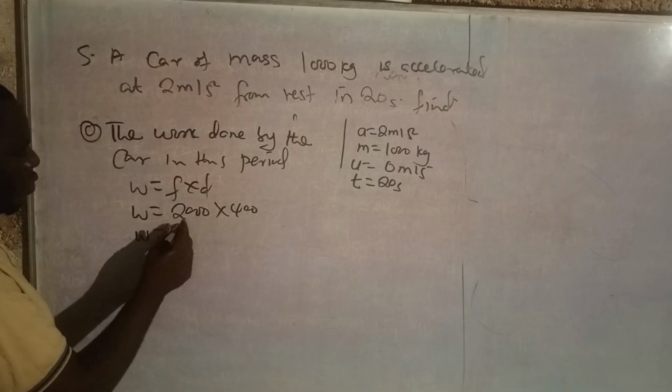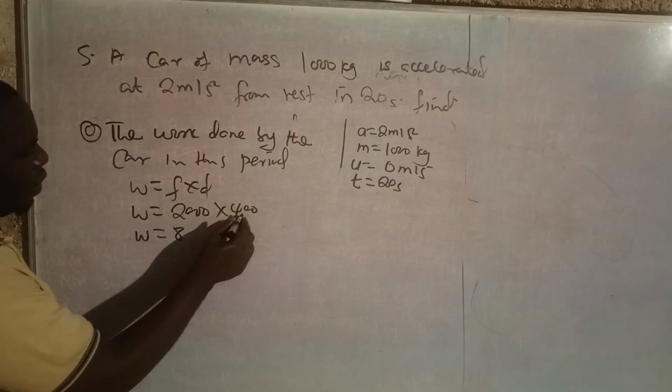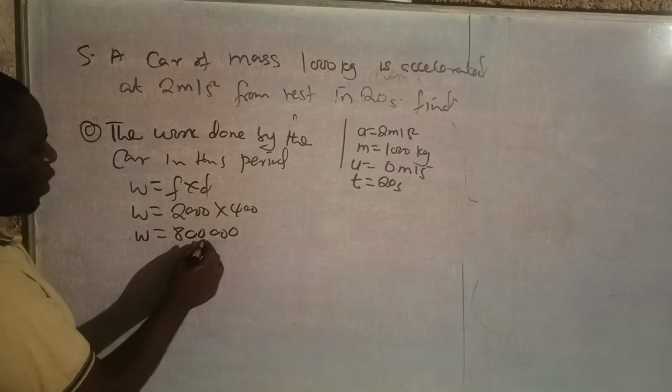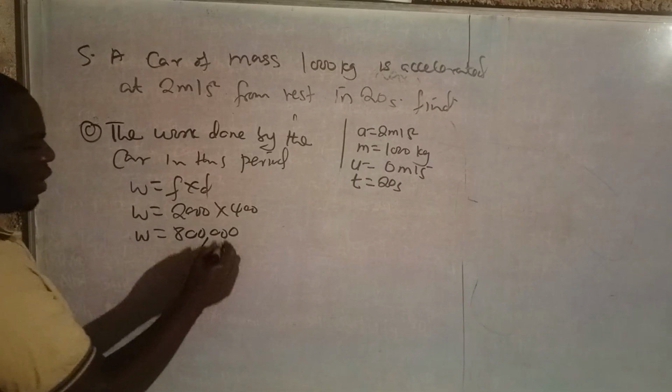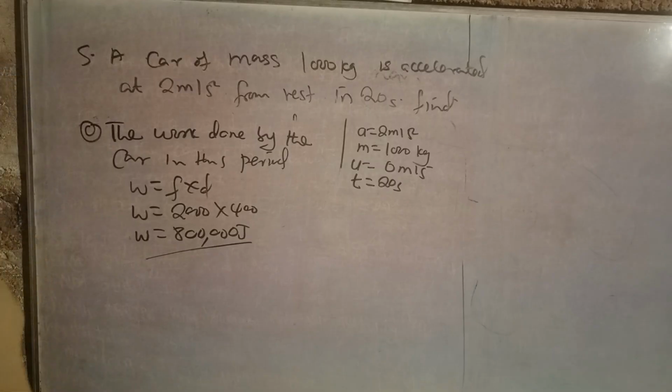So we multiply this times this. Work is equal to 2 times 4, which is 8. Then we have 1, 2, 3, 4, 5 zeros. So it means we have 800,000 joules. This will be our work done.